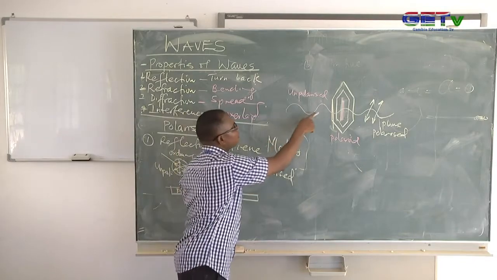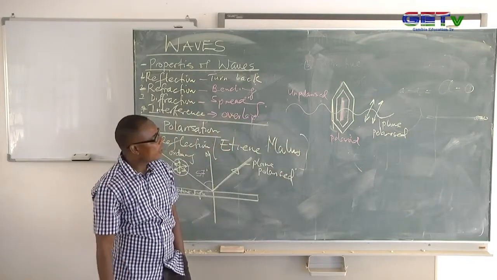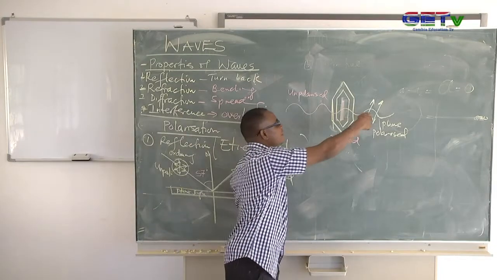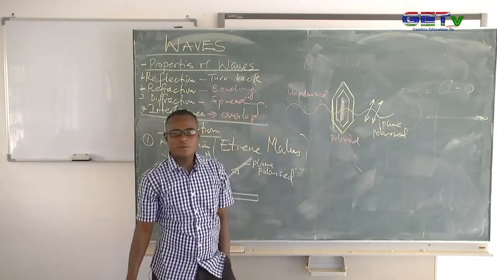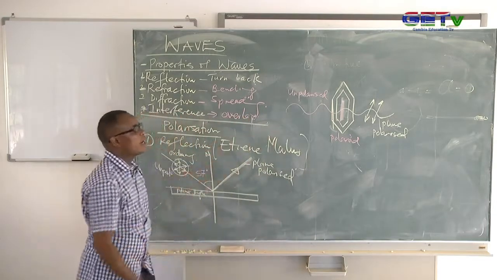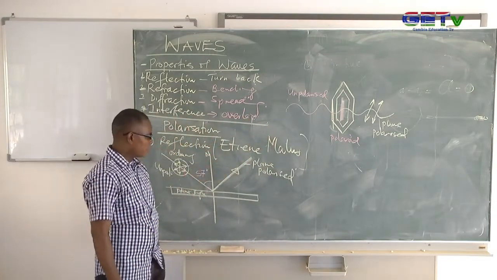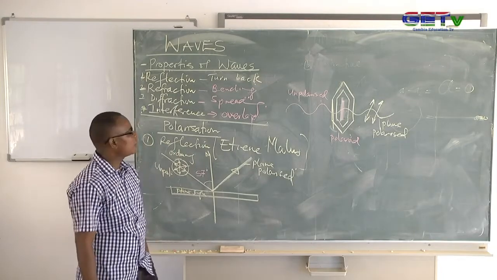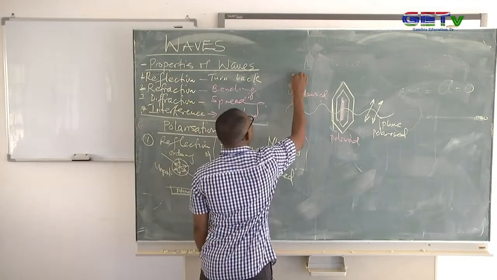So unpolarized light passing through a Polaroid will now make the wave vibrate in only one plane. That wave that results after passing through the Polaroid is what is called plane polarized light. So that plane polarized wave will pass there vibrating in only one plane. So that is polarization by using Polaroids. So we have the third type of polarization.